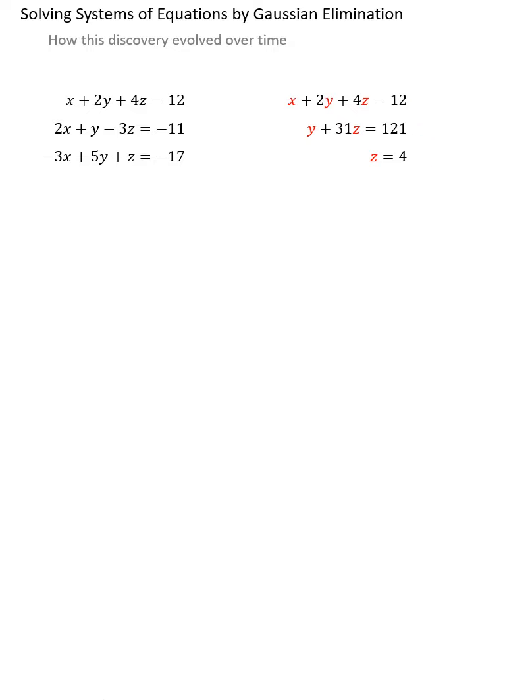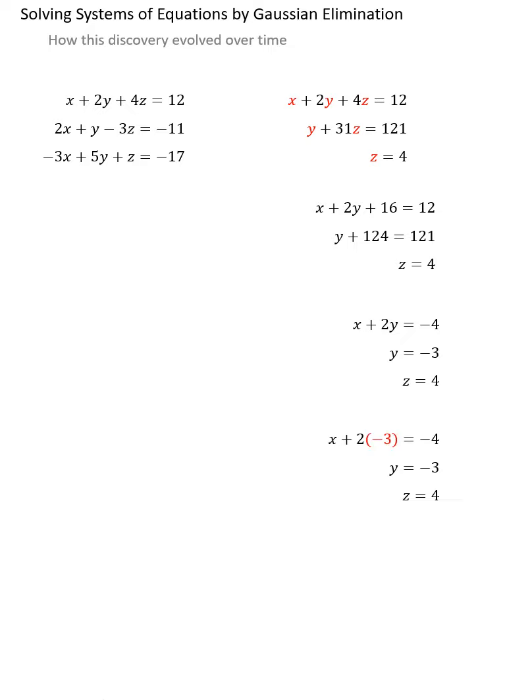I'll show you that algebra right now. Plugging 4 into the top 2 equations and simplifying allows me to solve the second equation for y, and then plugging y equals -3 into the top equation and simplifying allows me to solve for x, and I'm now done with this problem.